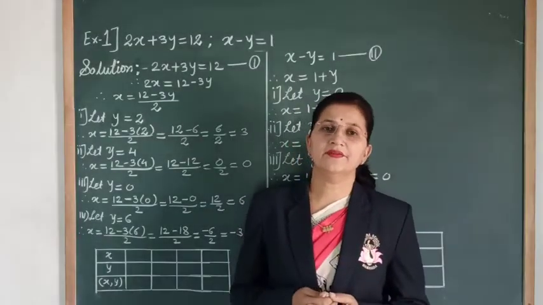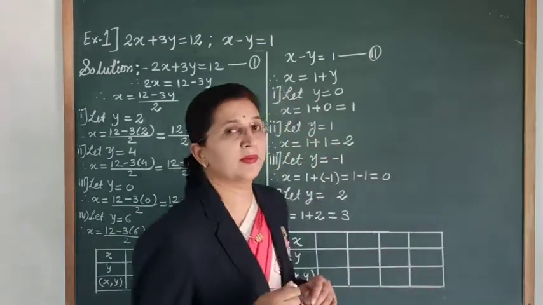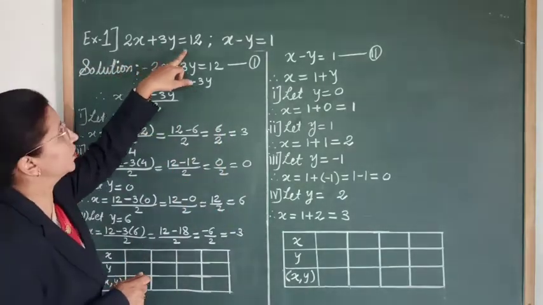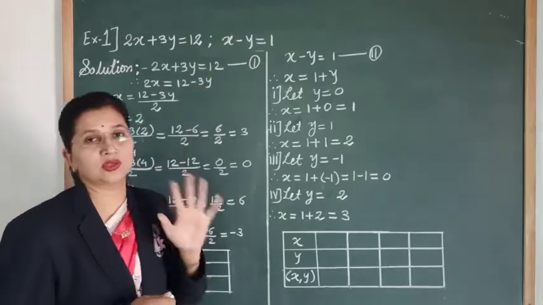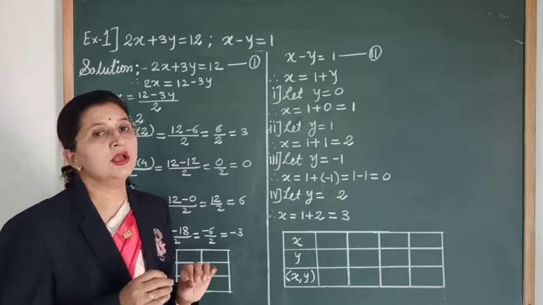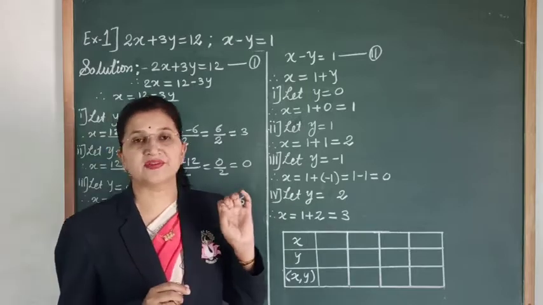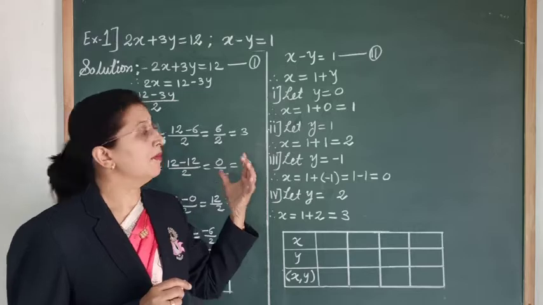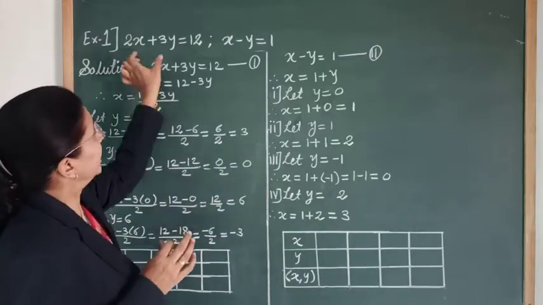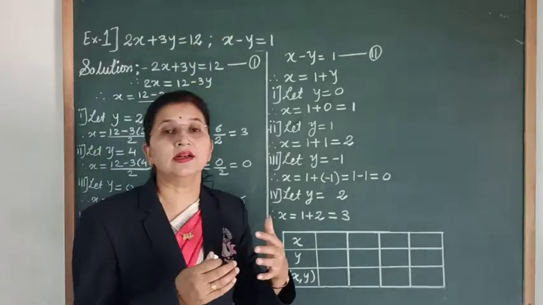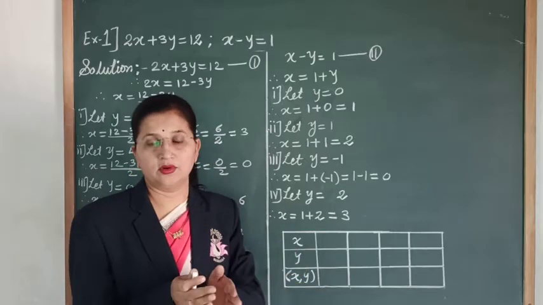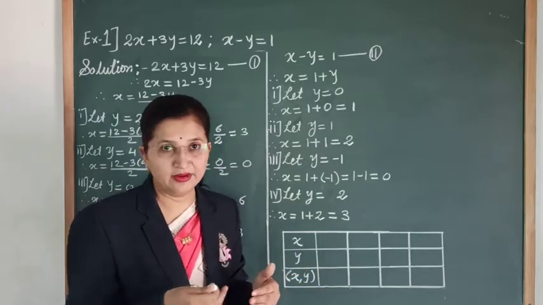Dear students, here we have the question which we have to solve by the graphical method. The equations are 2x plus 3y is equal to 12 and x minus y is equal to 1. So we have to solve these equations by the graphical method. Before going to solve these equations, we have to make the table. To make the table, each of these equations we convert in the form of either x is equal to or y is equal to, to get the value of the remaining variable.